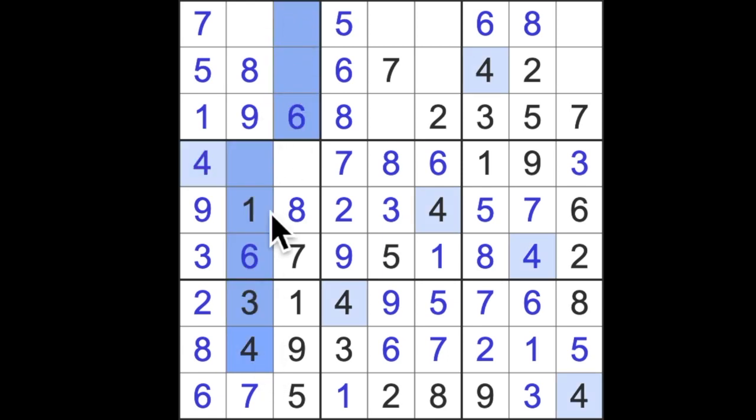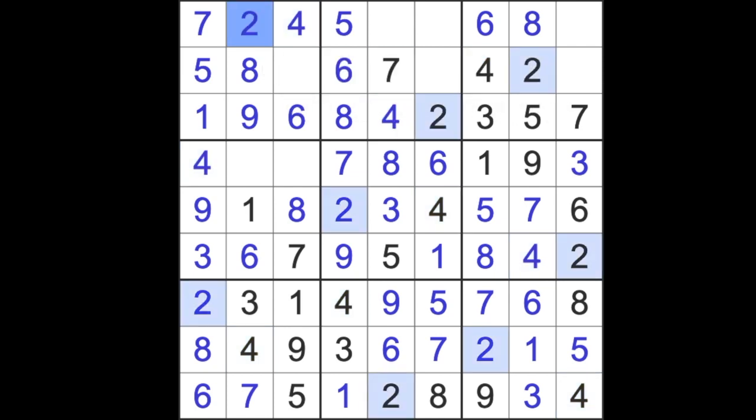4 blocks up here and 4 blocks across here. So we will get a 4 there and a 4 blocking like this. This will give us a 4 in that square. 2 blocks across here, that gives us a 2 there. 2 blocking down here is our 2.